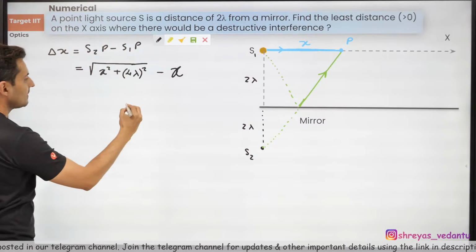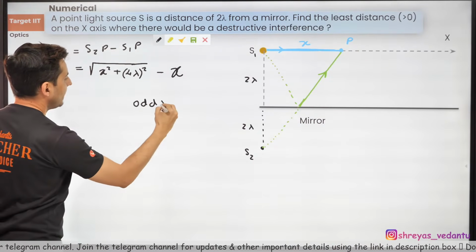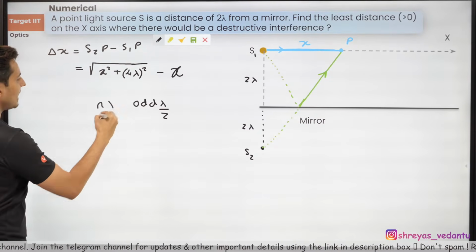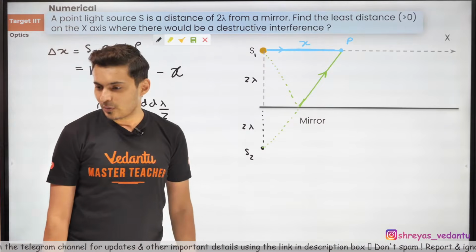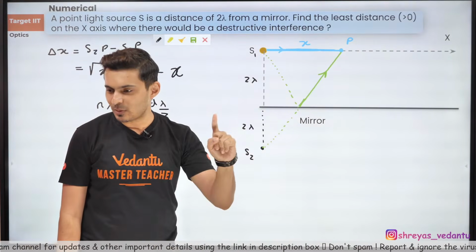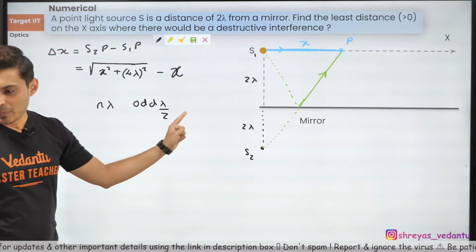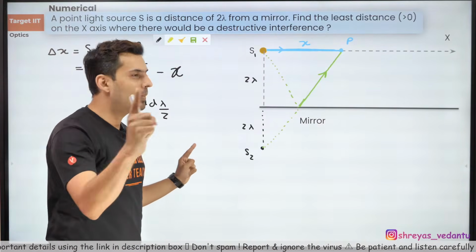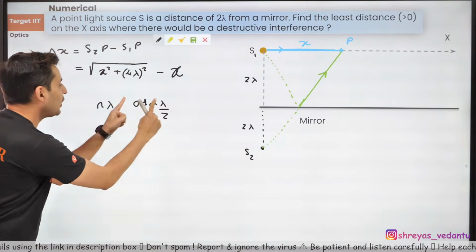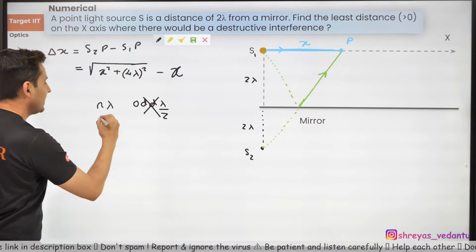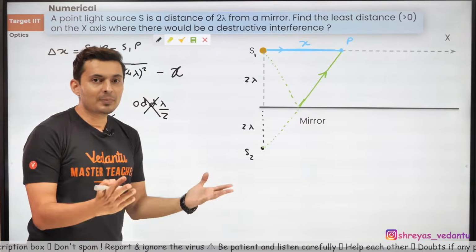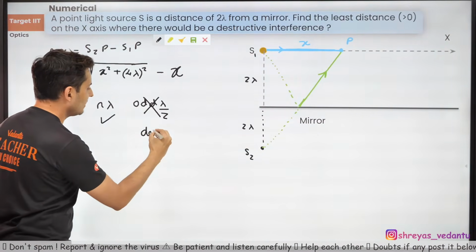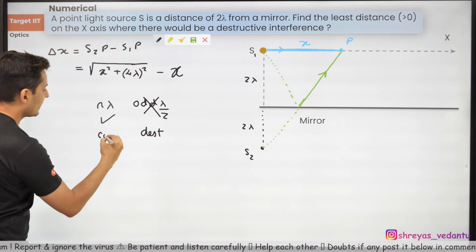And now comes the question, should I put it as odd lambda by 2 or should I put it as n lambda? A lot of you are saying odd lambda by 2, some of you are saying n lambda. Well, I'll tell you what. This is where the common silly mistake happens. It is not odd lambda by 2. In fact, it is n lambda. You'll be like, what the hell? I thought odd lambda by 2 was for destructive and n lambda was for constructive.